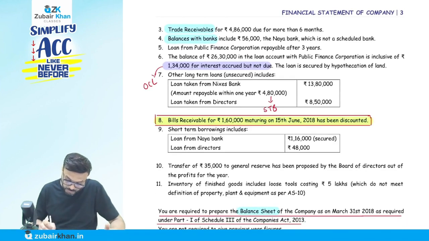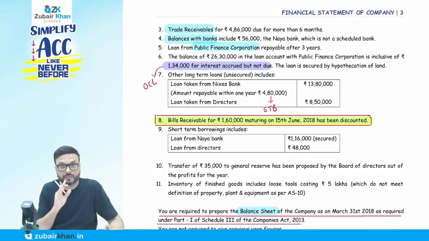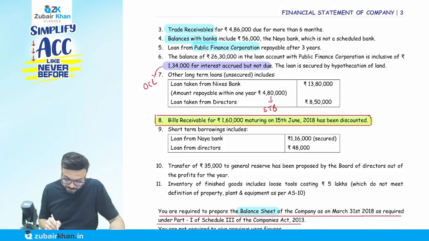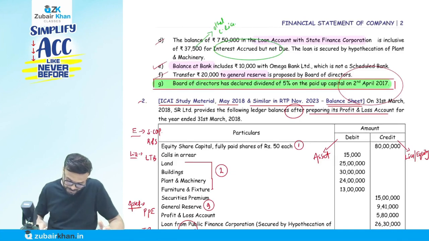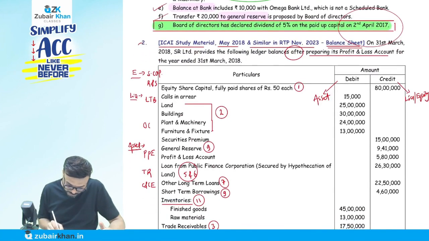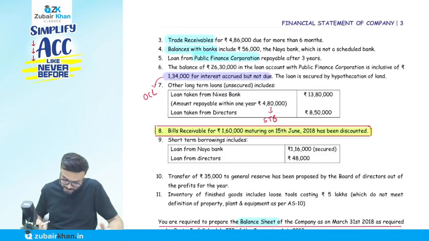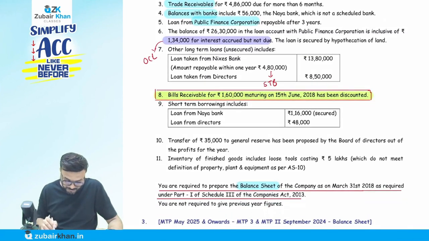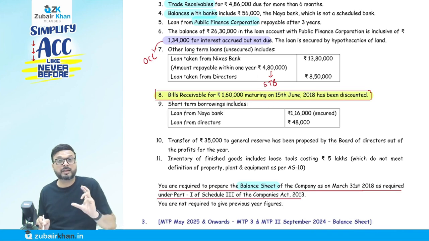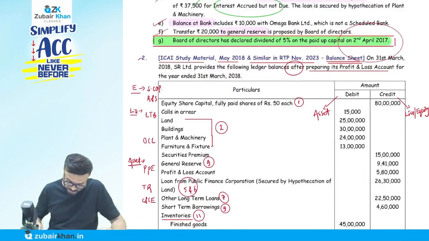Now loan from Public Finance Corporation is a long-term borrowing, so we have already prepared long-term borrowing. But remember, the portion of interest, the interest accrued but not due, is part of other current liability. So we will prepare other current liability here. Then remember that it is other long-term borrowing, but this portion is short-term borrowing, which I am liable to pay within 1 year. So notes to account on short-term borrowing as well.